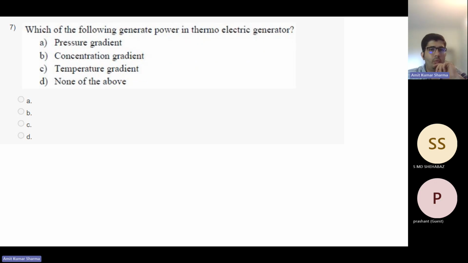Question number 7. Which of the following generates power in a thermoelectric generator? Option A is pressure gradient. Option B, concentration gradient. Option C, temperature gradient. Option D, none of the above. C, sir. Okay, temperature gradient, very quick. Let's wait for 1 minute at least.